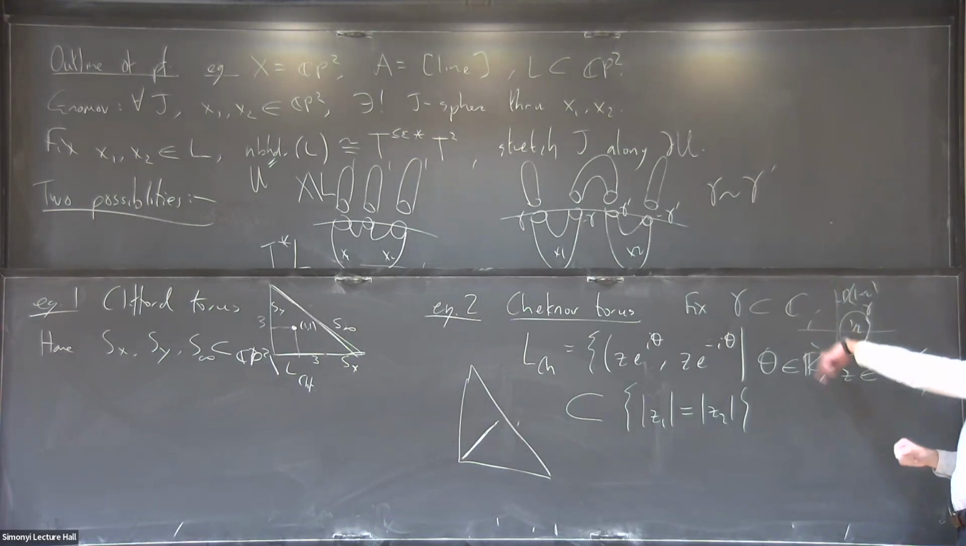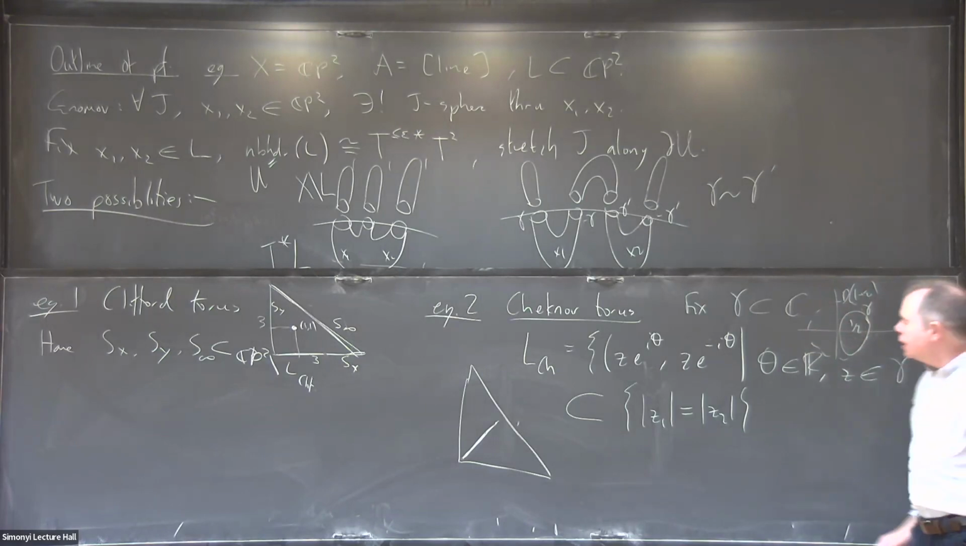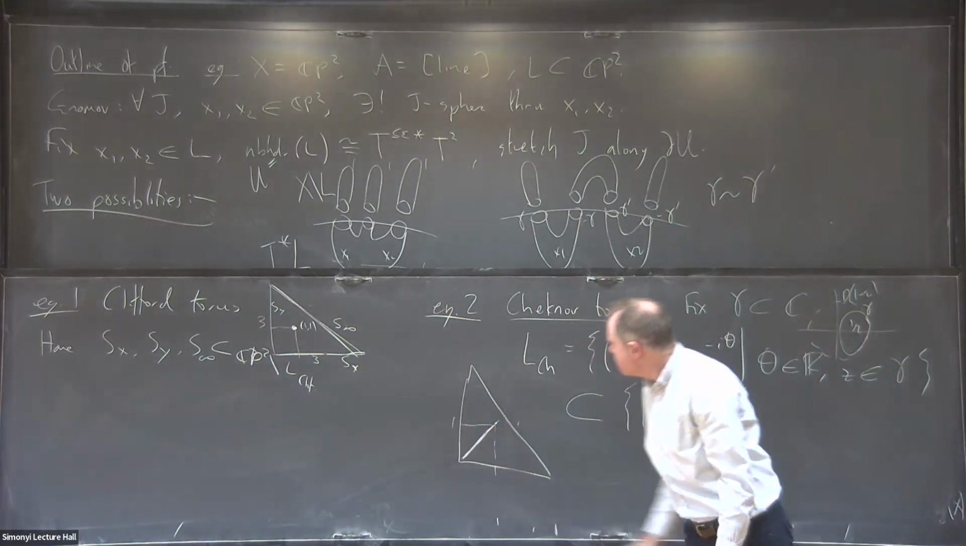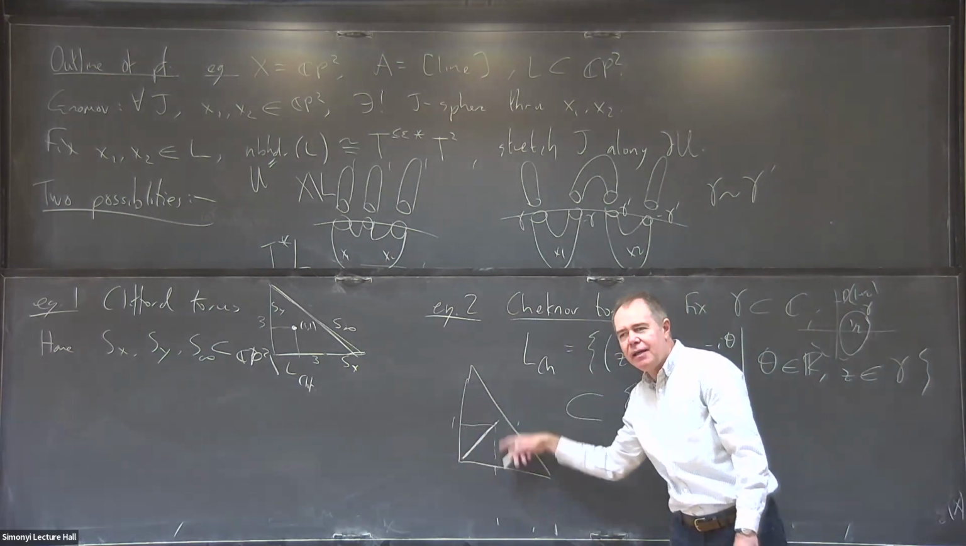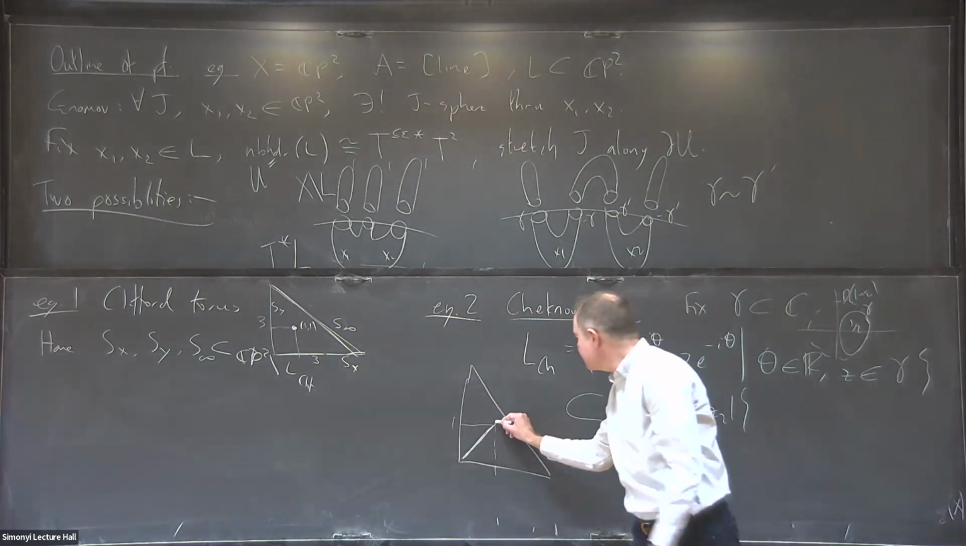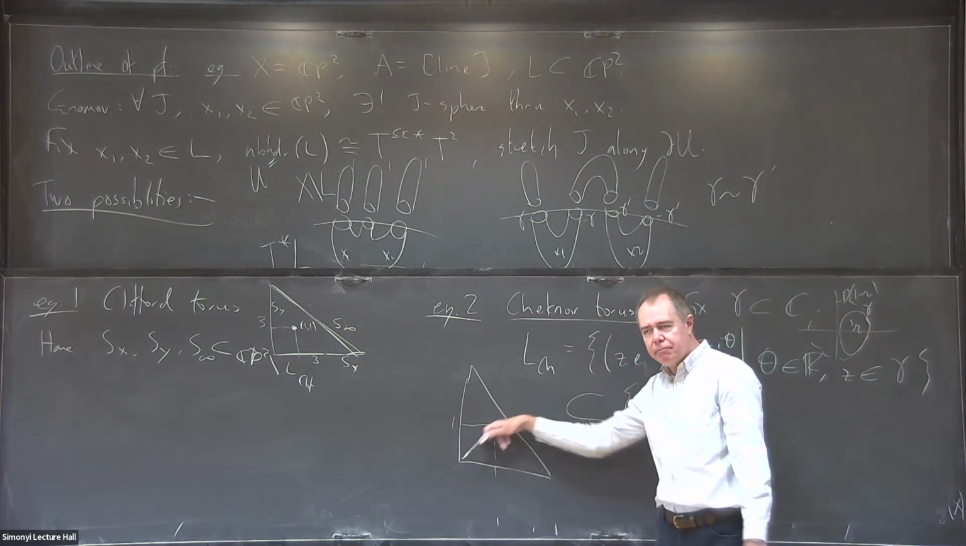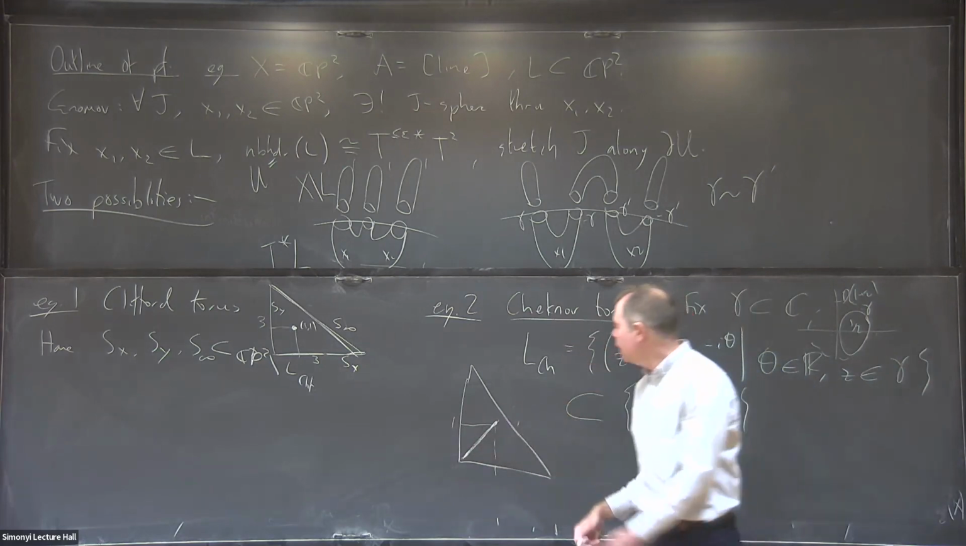Also, gamma is more or less sitting in a disk of area 1 plus epsilon, because I need a half on both sides. So it's almost sitting in a cube of side length 1. Anyway, so this is the projection. Under the moment projection, this is the image of the Chekhanov torus.